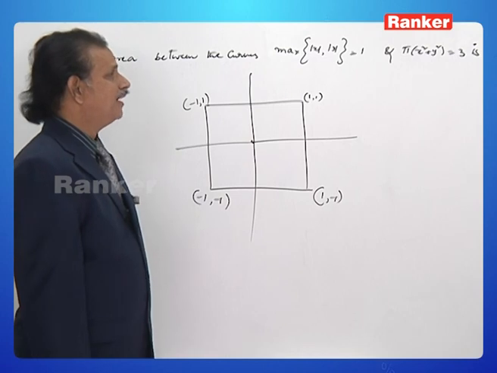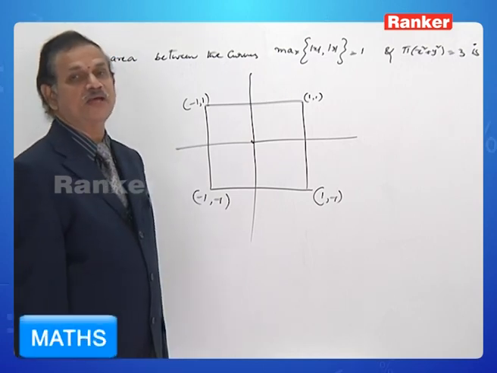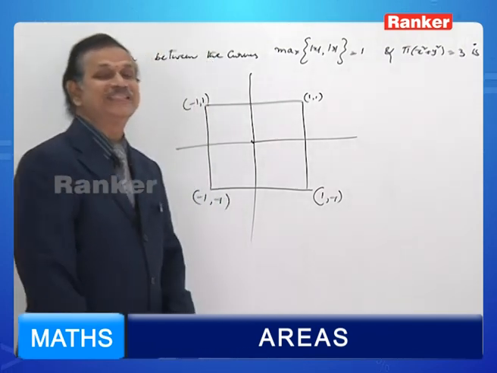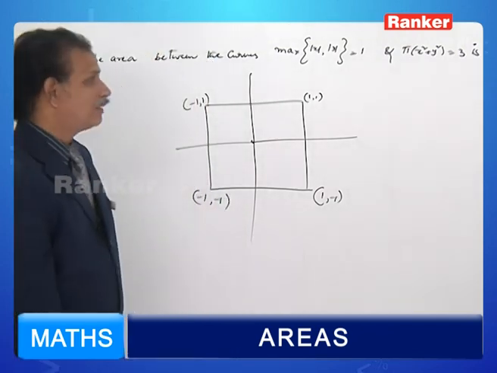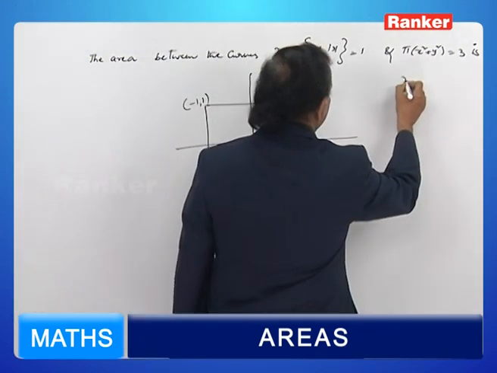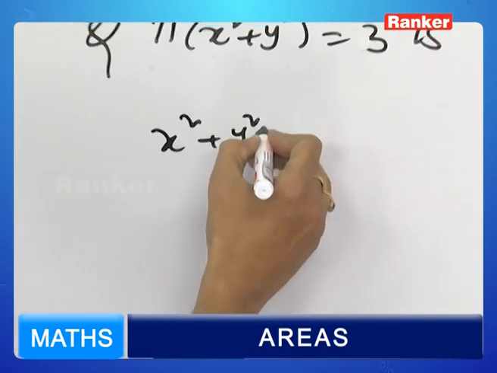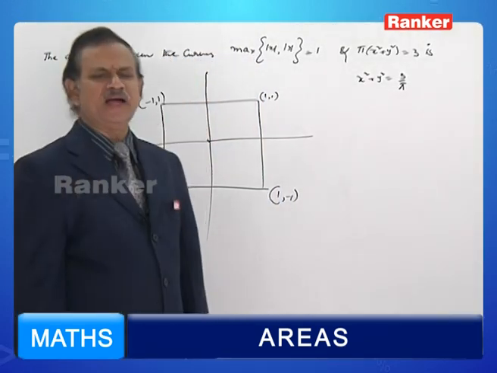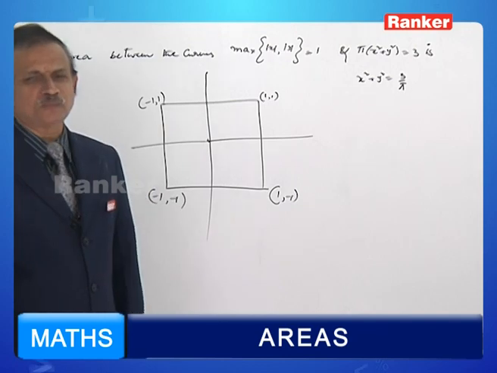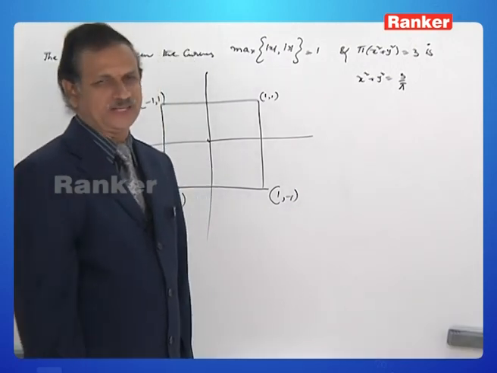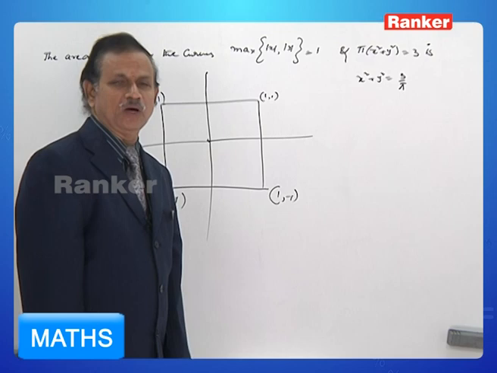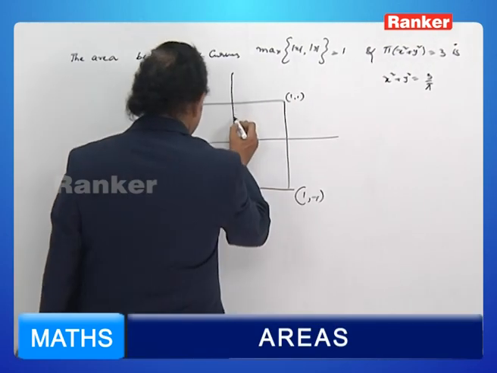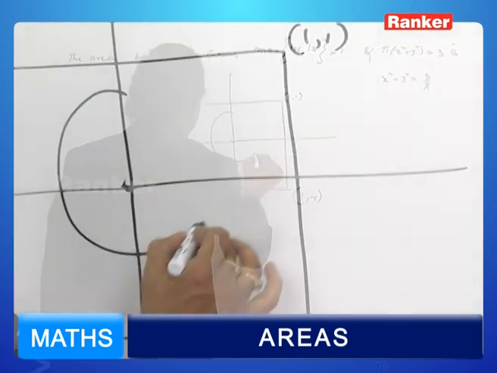And the other is pi times x square plus y square is equal to 3. That is, x square plus y square is equal to 3 by pi. That is, of course, the circle. What is pi actually? 3.14 and something. So, 3 by pi is less than 1. So, the radius of the circle is less than 1. Hence, that circle lies inside of this.